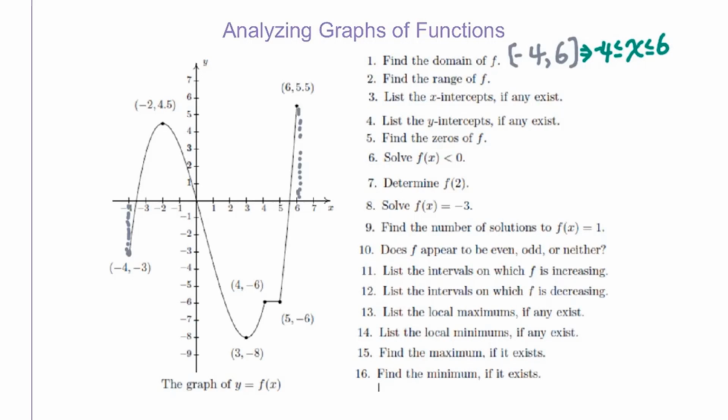For range, you need to get the very bottom point. It's over here. Then you draw a horizontal line to figure out the y coordinate. That's -8. The very top point is here. Then that's 5.5. It's given. So the range will be between -8 and 5.5.